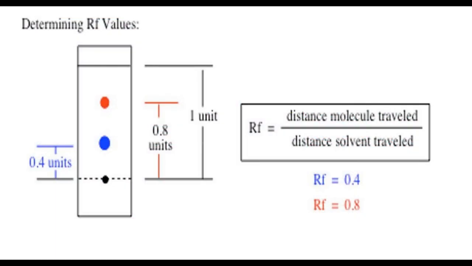The RF value, meaning retardation factor, can be calculated using the developed TLC plate. The distance traveled by the substance divided by the distance traveled by the solvent front. Its value is always between 0 and 1.